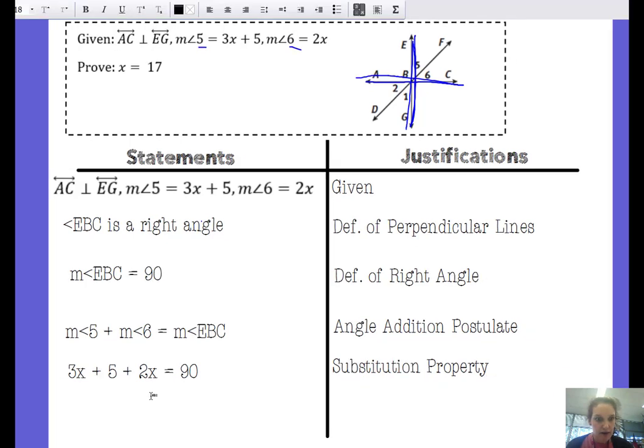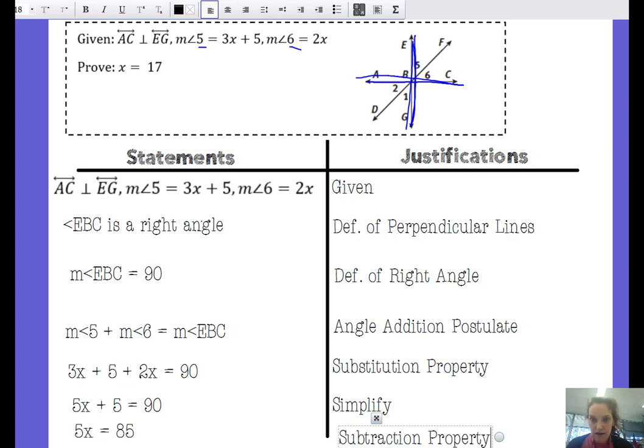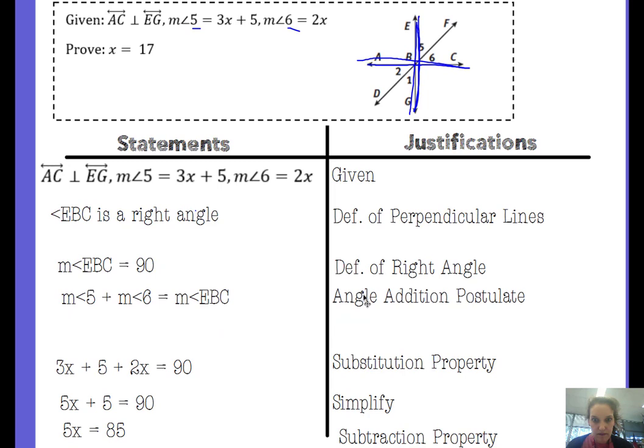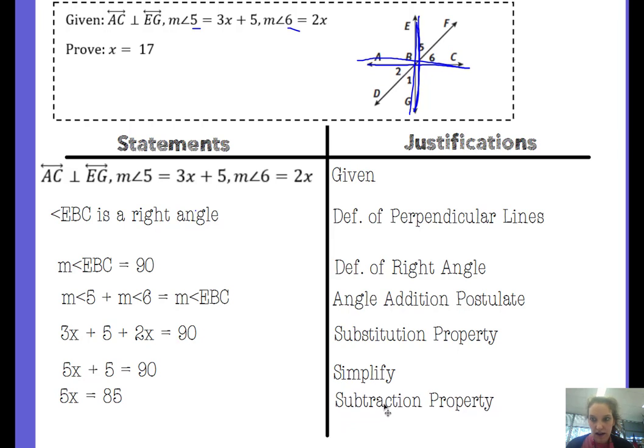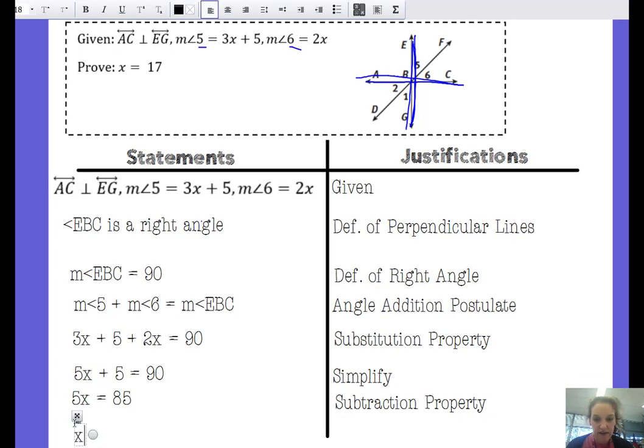So now I can combine like terms, simplify, then I can subtract 5 from both sides. And slide all this stuff up. And then the grand finale is I can divide both sides by 5 to get x equals 17. Because I'm dividing on both sides, that is the division property. There we go. Voila.